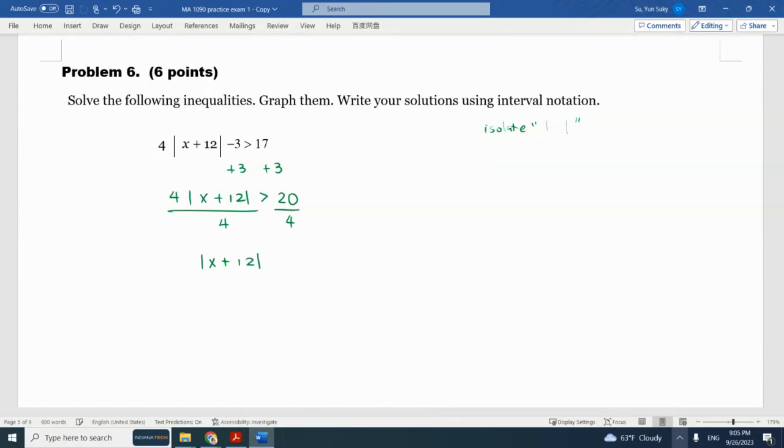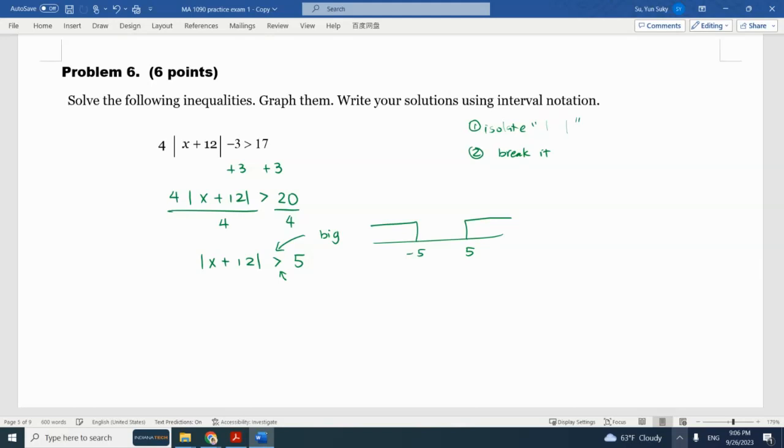Remember when you work with inequality, when you multiply or divide by a positive number, you don't change the inequality sign. But when you multiply or divide by a negative number, you flip it, right? So here 4 is positive, we don't need to change the inequality sign. You see we isolate the absolute value. Now, how do you break it? Greater than something, distance is big. Big means outside. Outside what? Minus 5 and 5.